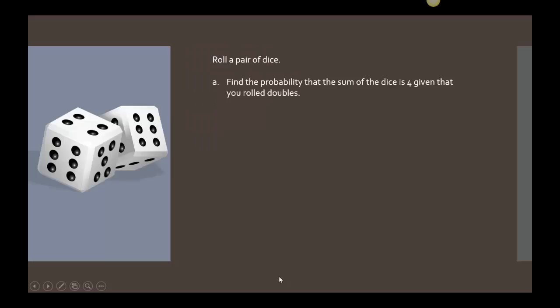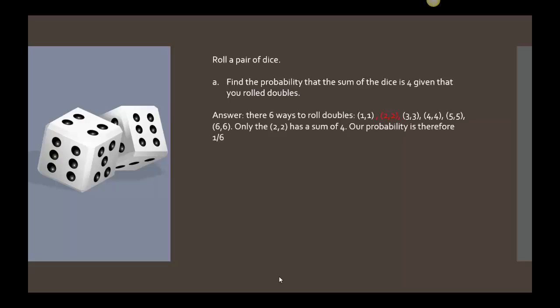All right, let's roll a pair of dice. And this time I want to find the probability the sum of the dice is a 4, given I know that I got doubles. Okay, so let's look at doubles. Doubles are the same number on both ones. So 1, 1, 2, 2, 3, 3, 4, 4, 5, 5, 6, 6. One of them, 2 and 2, adds up to 4. So one of the 6 possibilities works.